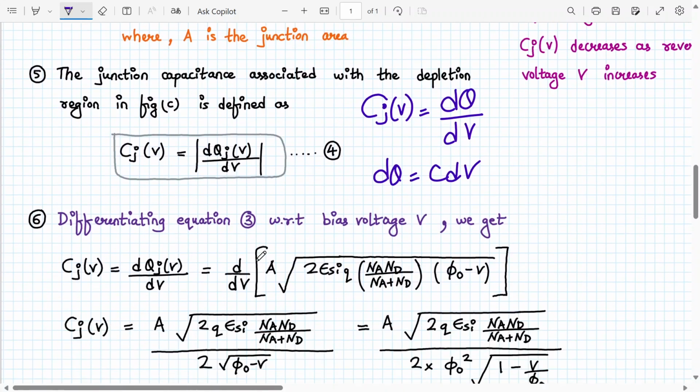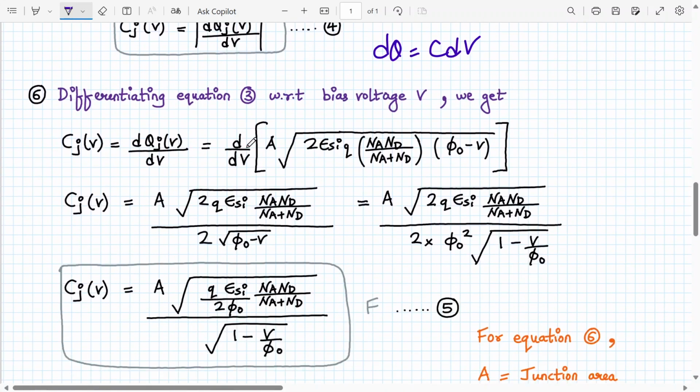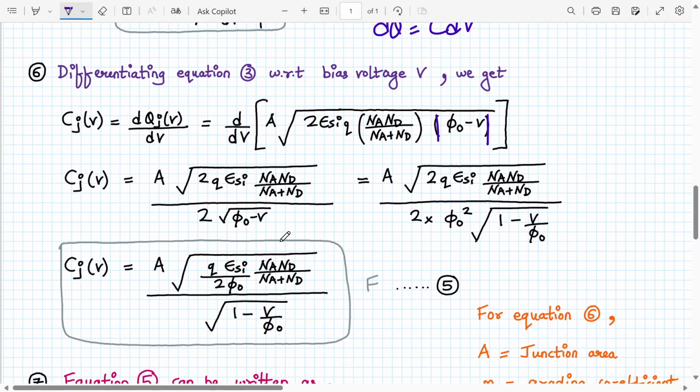So when we differentiate equation number 3 with respect to bias voltage V, which is a reverse voltage right now, we consider this as a mod again. So differentiate it with respect to V, what do we get? This term will be a constant. So differentiation of this will be A square root of twice Q epsilon of silicon Na Nd upon Na plus Nd divided by twice square root of phi naught minus V. You understanding?